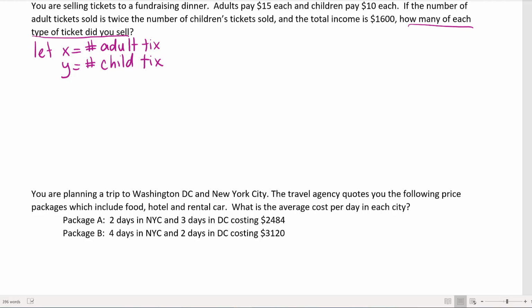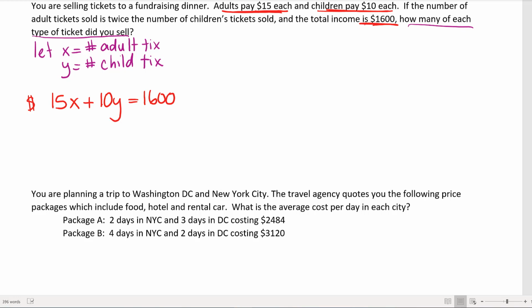Okay, so now we're going to go back and read again. We know we have a money equation because I remember hearing $15, $10, $1,600. So let's see if we can find those pieces of information. We have $15 for adults, children pay $10 each, and we have a total income. So all of those are money, so all of those are going to go in the same equation. $15 for every X ticket, so that's 15 times X, plus $10 for every Y ticket, so that's 10Y, equals the total number, which is 1,600. So that's going to be one equation.